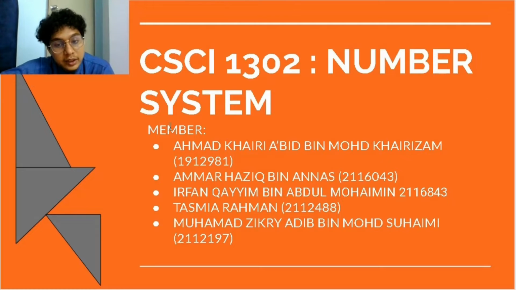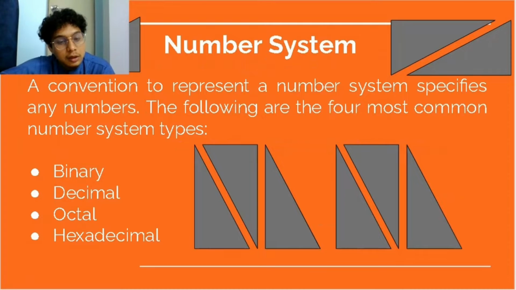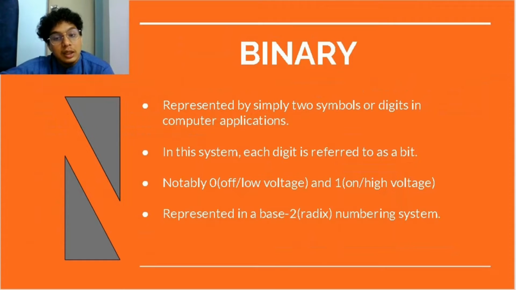So I'm Ahmad Khairi Abid and I'm going to talk about the number system. It is a convention to represent a number system that specifies any kind of numbers or letters. They have four common types, which are binary, decimal, octal, and hexadecimal. In binary, they are represented with only two symbols or digits, which are 1 and 0.